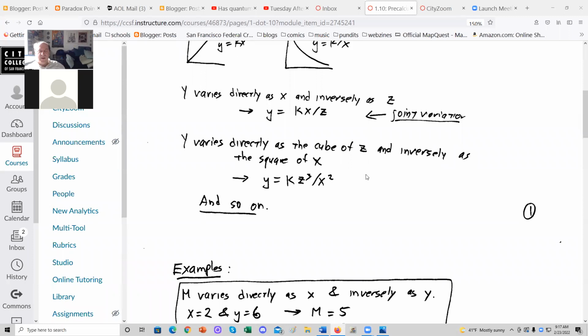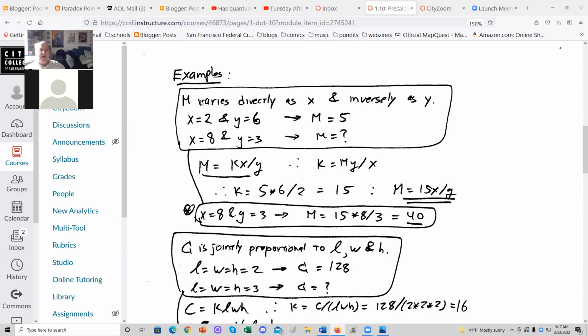So for example, if m varies directly as x and inversely as y, and x equals 2 and y equals 6 means that m equals 5, then x equals 8 and y equals 3 means m equals what? So okay, we put together some data, and from that data we'll derive m. If m varies directly as x and inversely as y, then m equals some constant k times x divided by y. And now the trick is we need to find k. Well, you can solve for k by multiplying both sides by y and dividing both sides by x. So k equals my divided by x.